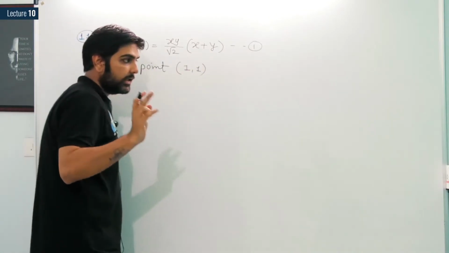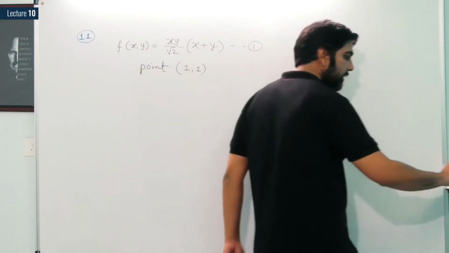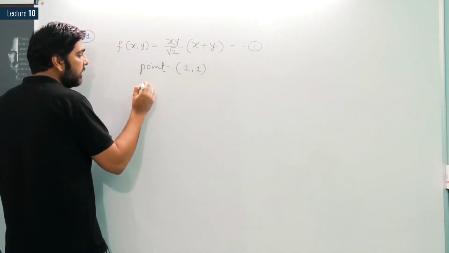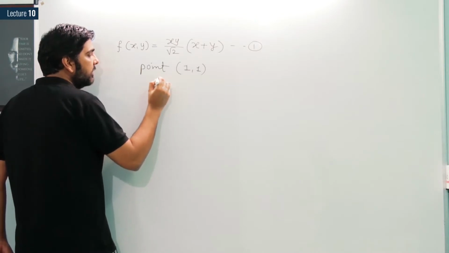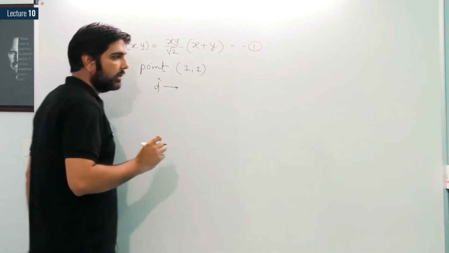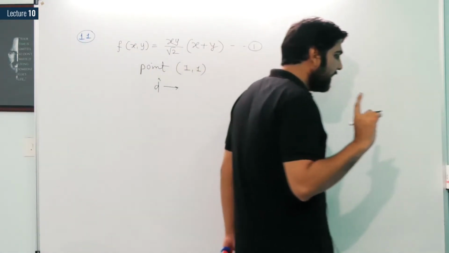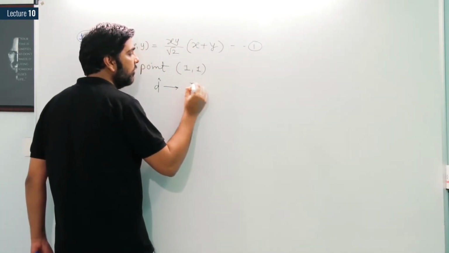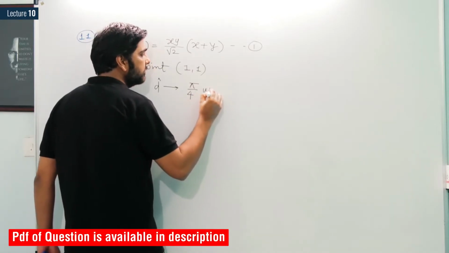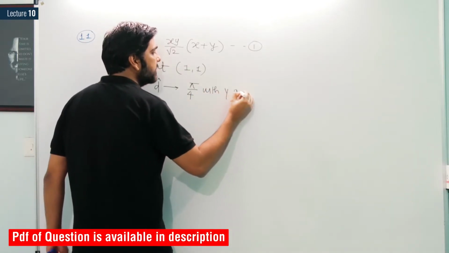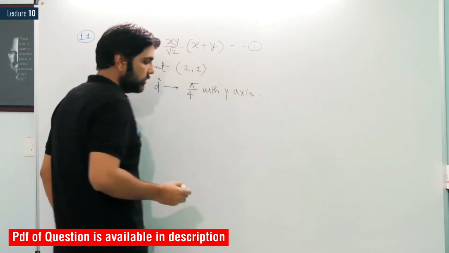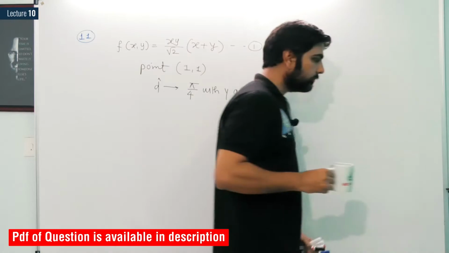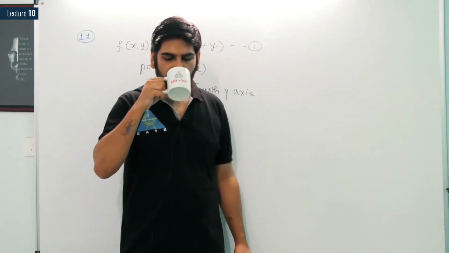Next is the directional derivative along a unit vector. Please note it down. There is a unit vector at the angle of pi by 4 with the y-axis, dear students. So this is our question.